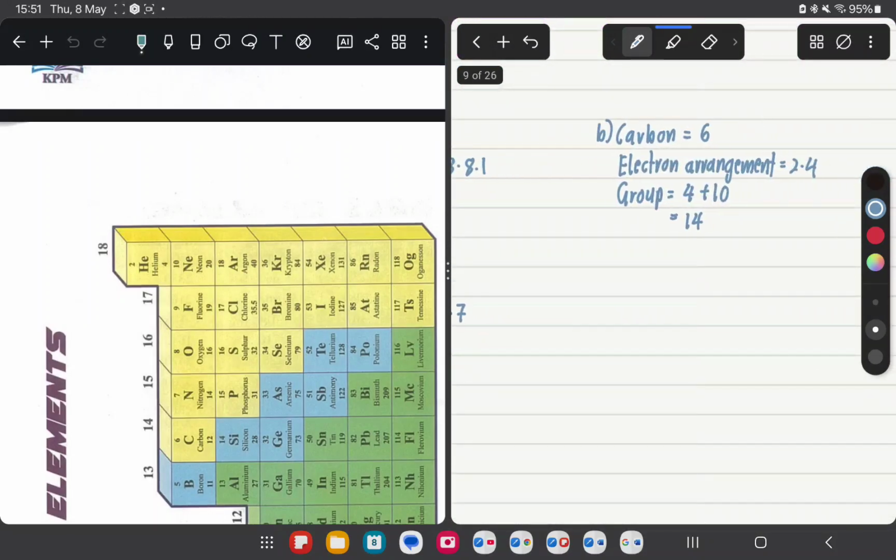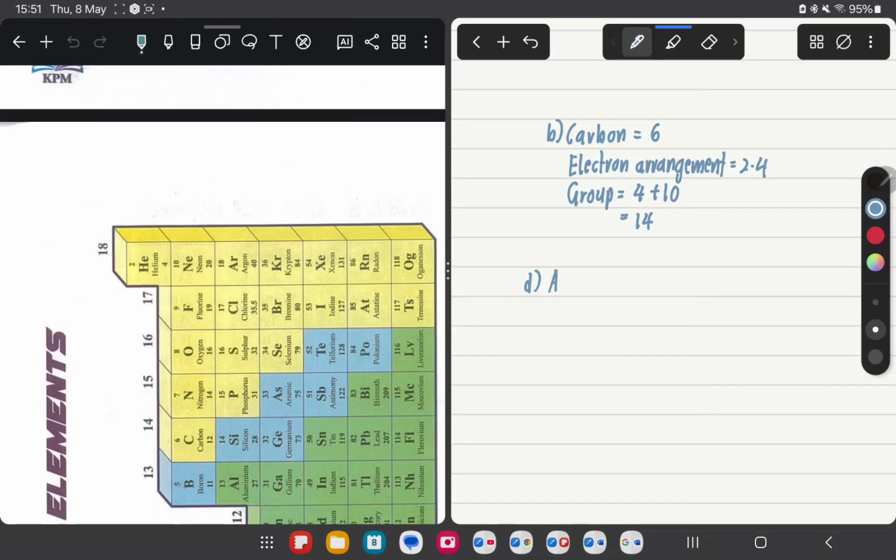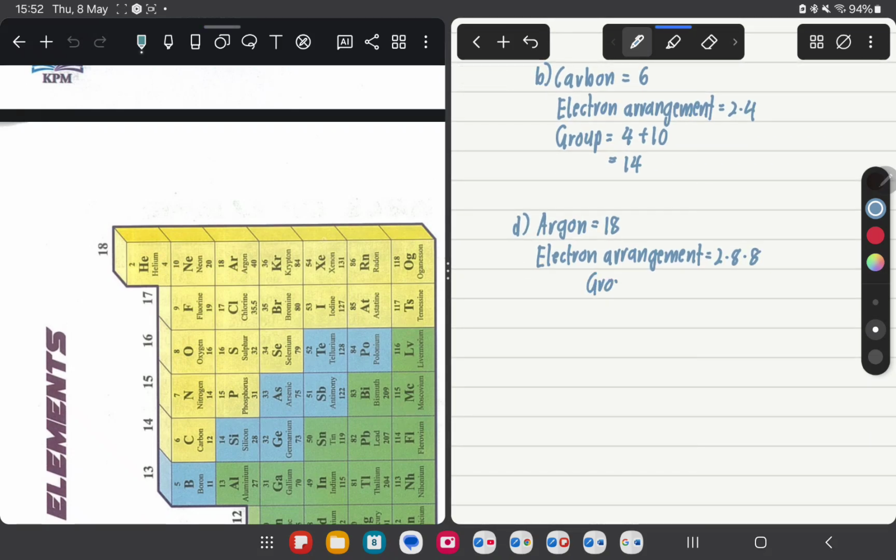Okay, and our final one is argon, with the number 18. So for the electron arrangement, first shell 2, second shell 8, final shell also 8. For the group, take the valence electron, which is the final shell, so 8. Plus 10, because it is more than 2, right? So group 18. So this should be your final answer.